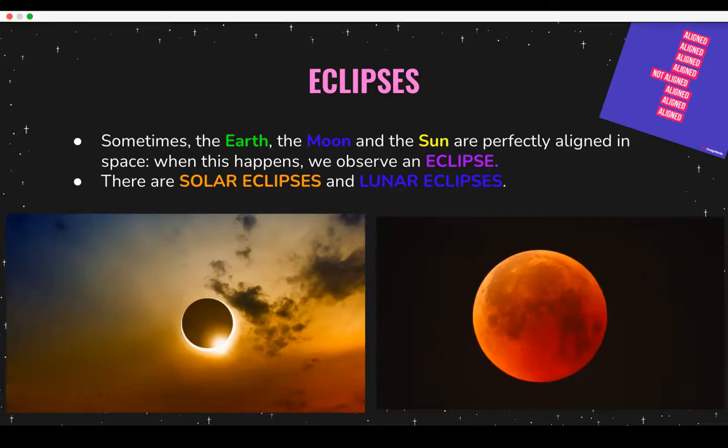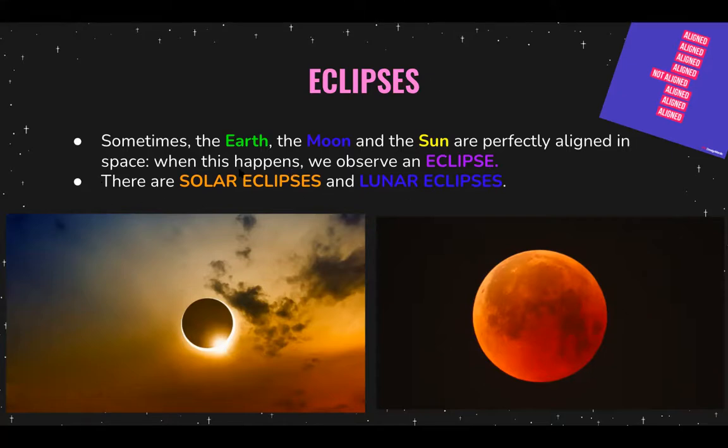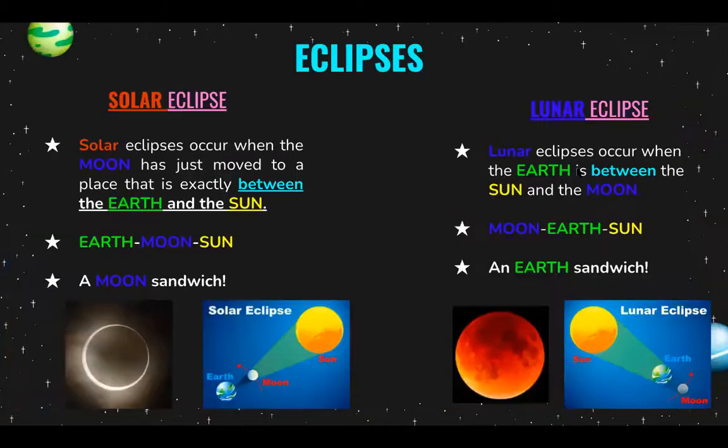And there's different types of eclipses. So there are solar eclipses. So think about what solar means. Okay. And lunar eclipses. Think about what lunar could possibly mean. Remember what moon is in French? La lune. All right. So what are the differences?